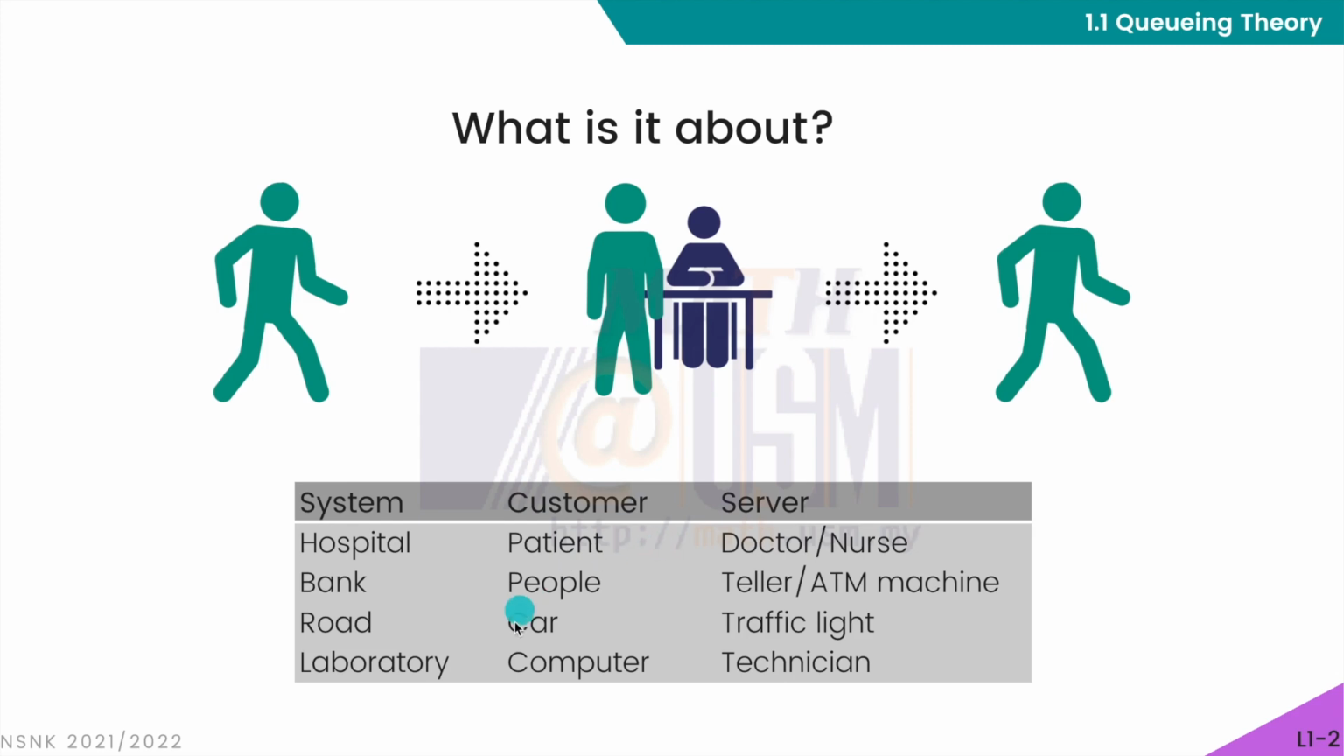An example of a non-human customer could be a car or computer. For a car, the system can be a road, and the server is the traffic light, because the car has to form a queue while waiting for the traffic light to go green. So we encounter this basically in our daily life, right?